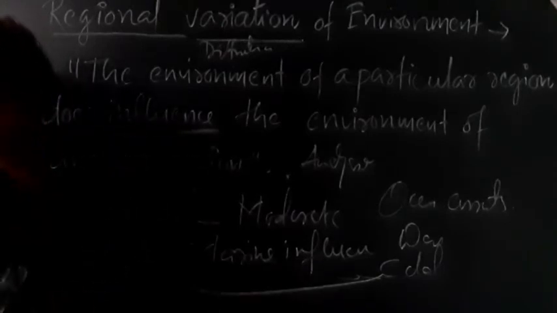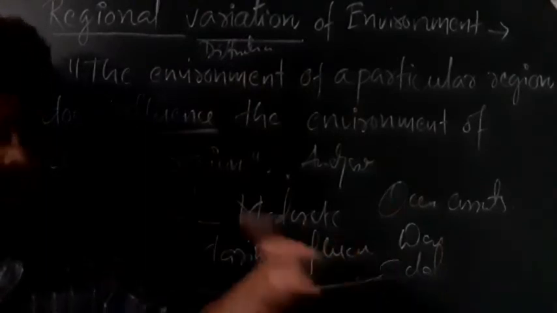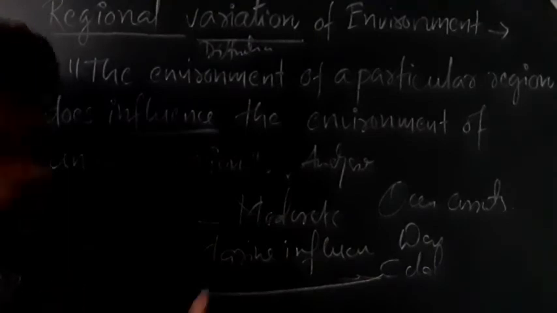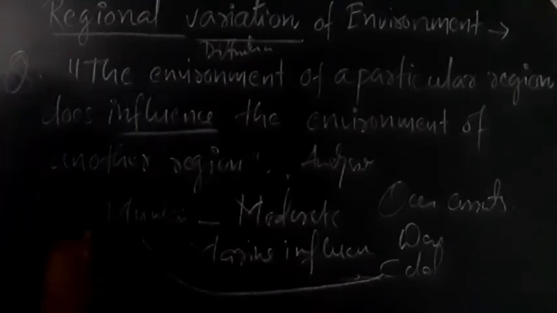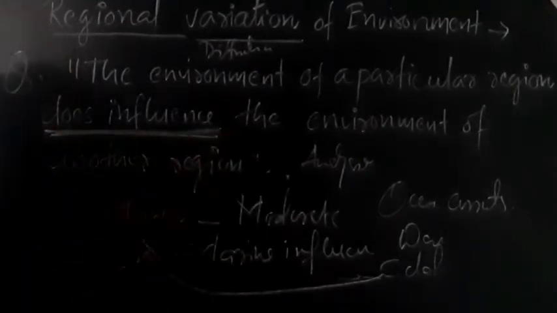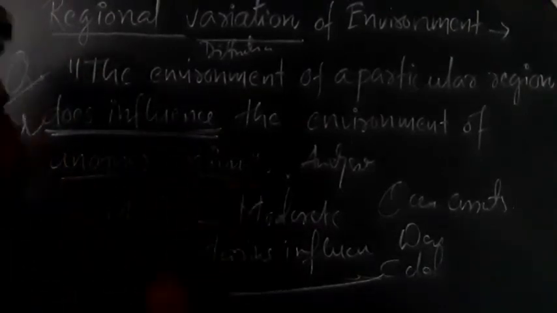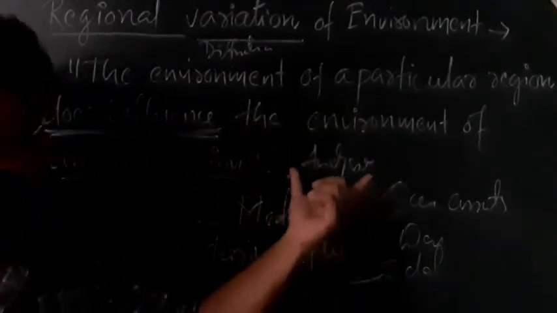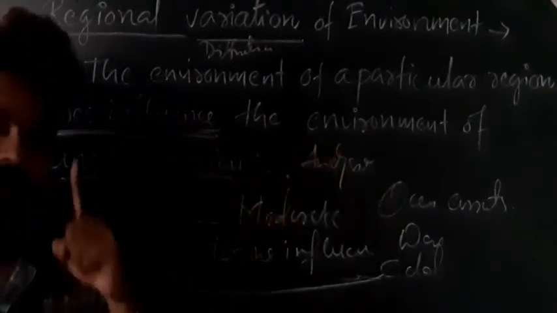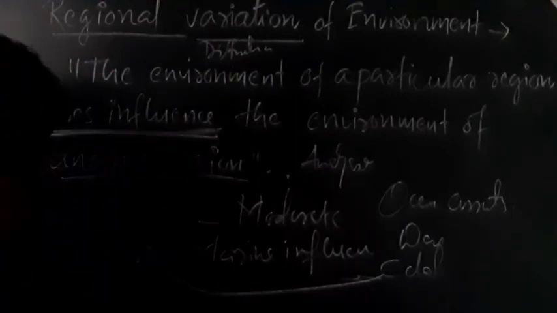That means this cyclone originated in the Bay of Bengal, but the environment of the Bay of Bengal is directly affecting the continental region of India, right? So that means one region does influence the environment of another region. Just remember this. So this is a revision class. That's why I'm telling you to analyze the statement. Analyze means according to you, you have to write your own concept. What is your opinion, right? Okay, so let's move to another topic.